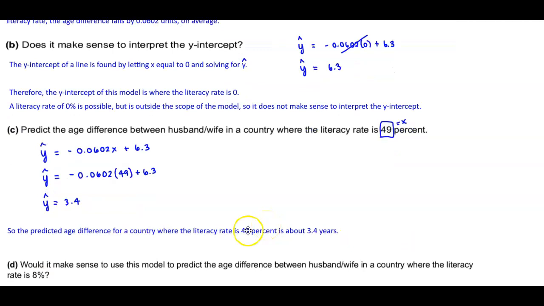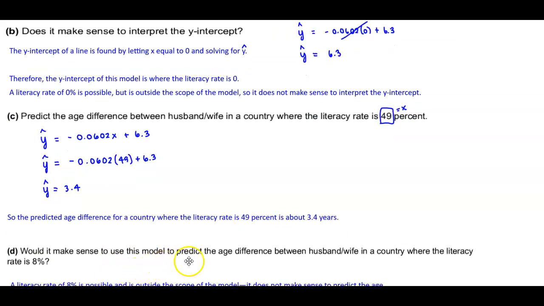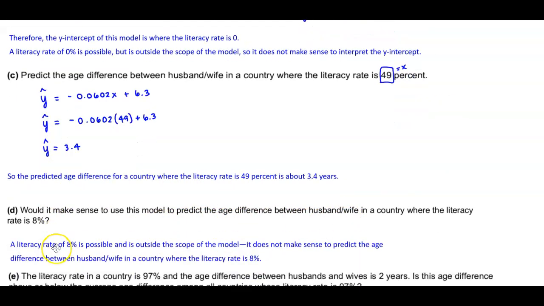Okay, now it says, would it make sense to use this model to predict the age difference between husband and wife in a country where the literacy rate is 8%? Well, a literacy rate of 8% is possible, but it is outside the scope of the model. It does not make sense to predict the age difference between husband and wife in a country where the literacy rate is 8%.